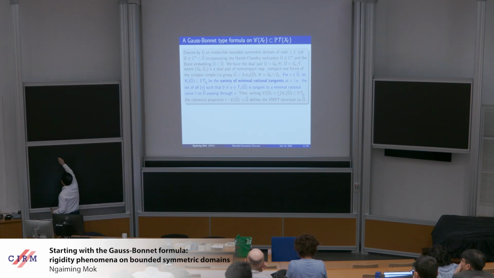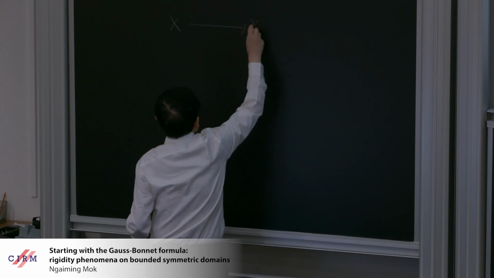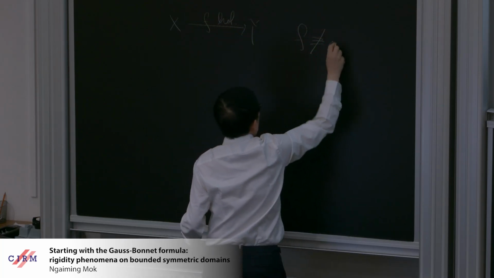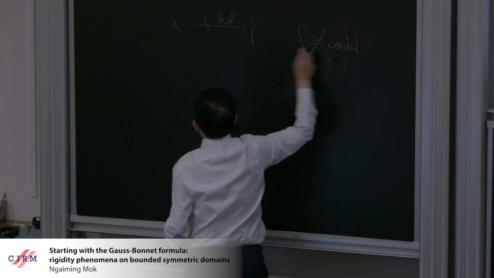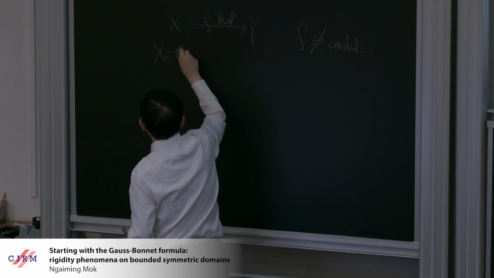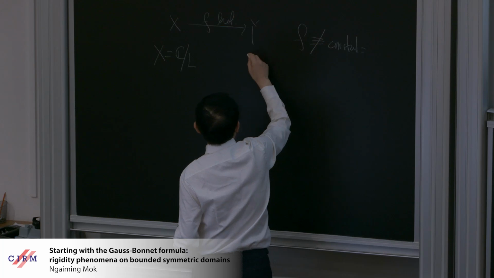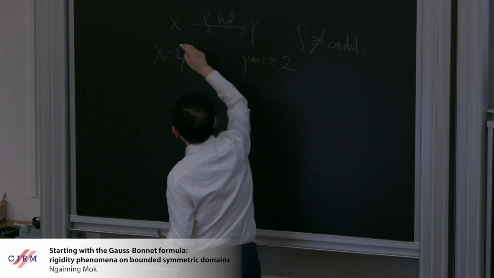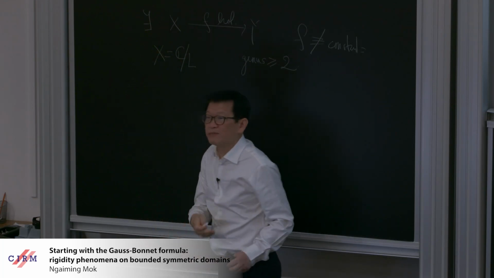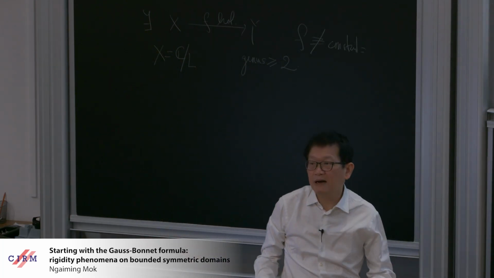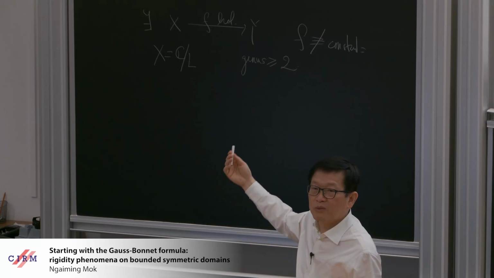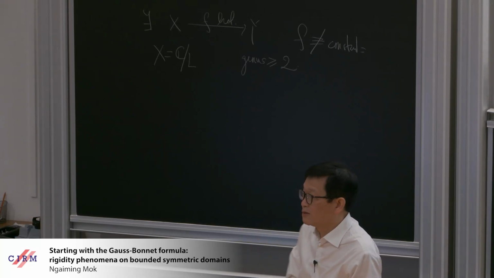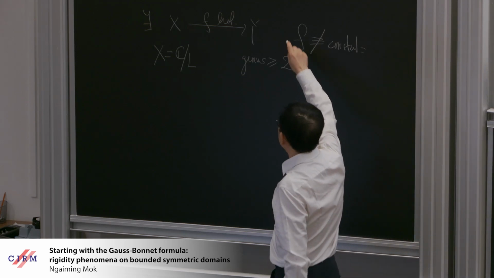So if you take a holomorphic map f from x into y, and f is non-constant, and you take x to be C mod L, so this is genus 1, and y has genus bigger than or equal to 2. Does there exist such a map? Of course, this is a very simple problem. You take a holomorphic one form and pull it back, and you get a contradiction, right? So the answer is that it does not exist.